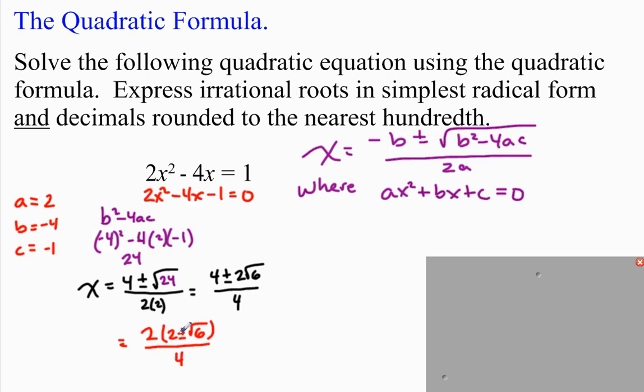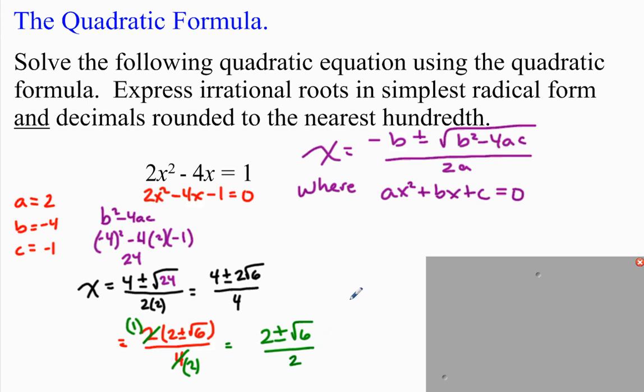to make it 2 plus or minus square root of 6 all over 4, which would allow me to divide out that common factor of 2. So I've got a 2 remaining in the denominator, 1 remaining in the numerator. So our answer looks like 2 plus or minus square root of 6 all over 2. I can't make it any simpler.